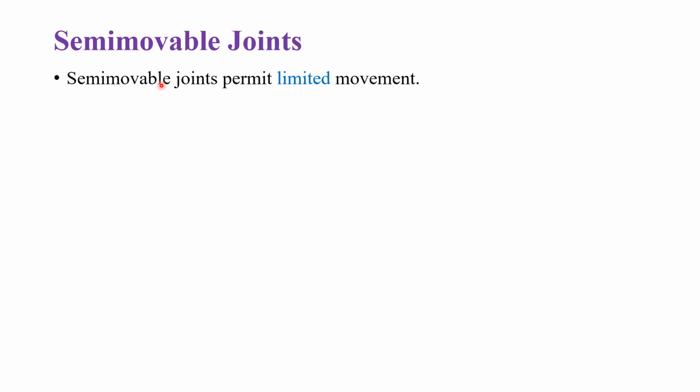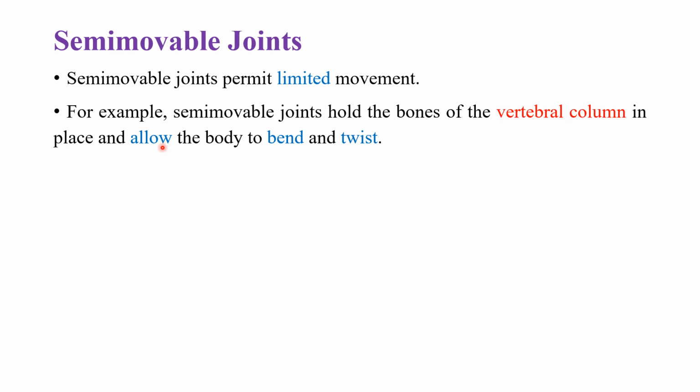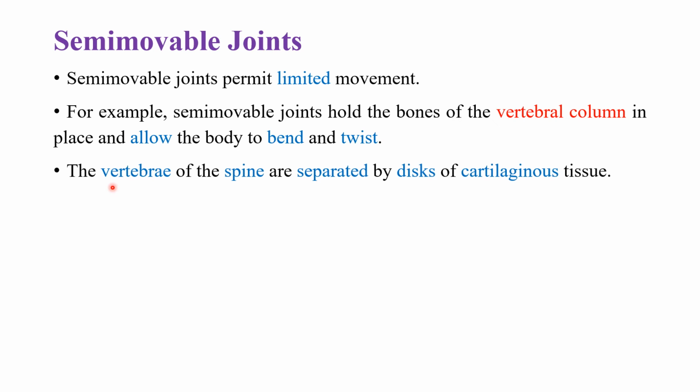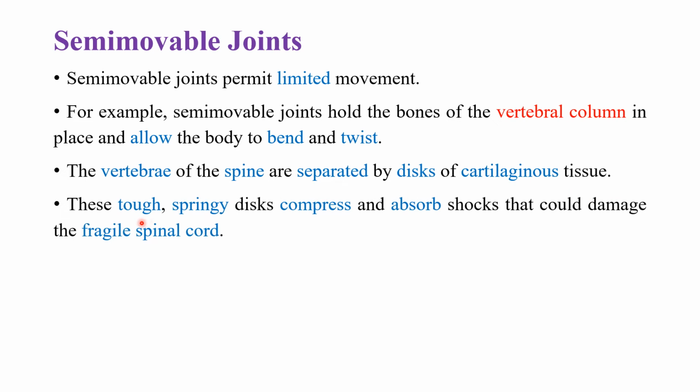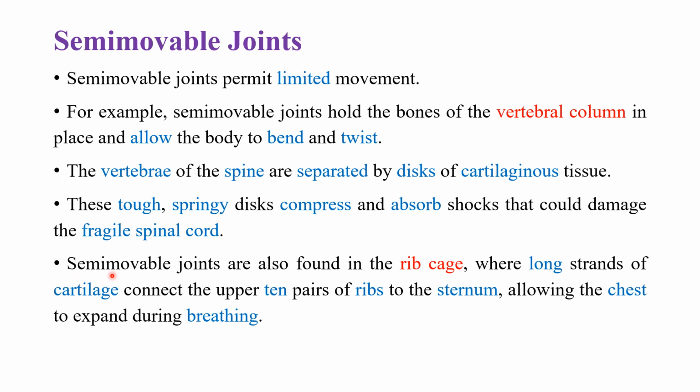Semi-movable joints permit limited movement. There is movement, but a limited movement. For example, semi-movable joints hold the bones of the vertebral column in place and allow the body to bend and twist. The vertebrae of the spine are separated by discs of cartilaginous tissue. These tough springy discs compress and absorb shocks that could damage the fragile spinal cord.